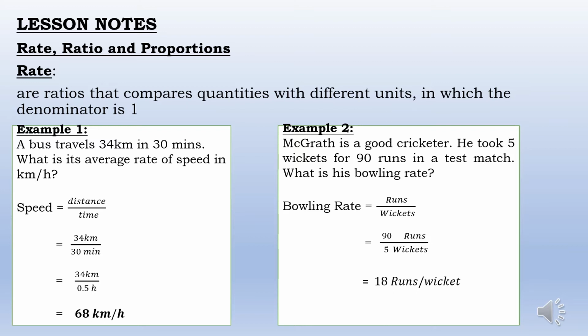Moving on to example 2. McGrath is a good cricketer. He took 5 wickets for 90 runs in a test match. What is his bowling rate? Bowling rate is equal to the number of runs divided by the number of wickets, and that is equal to 90 runs divided by 5 wickets. So the bowling rate is 18 runs per wicket.